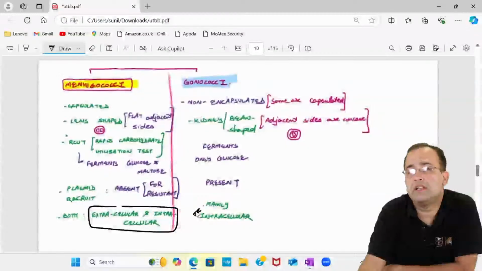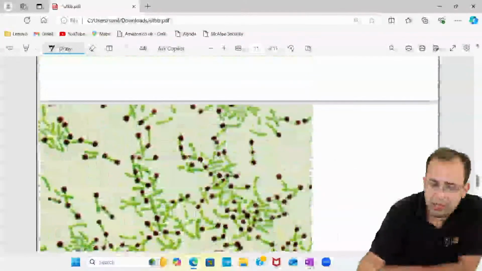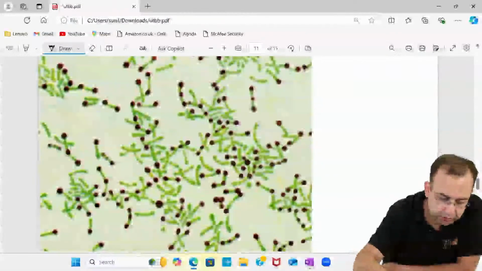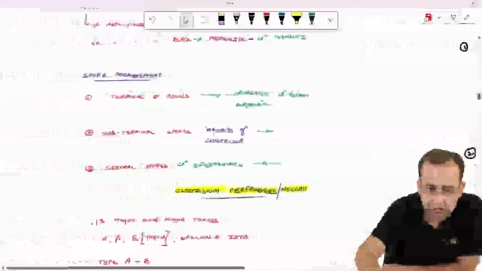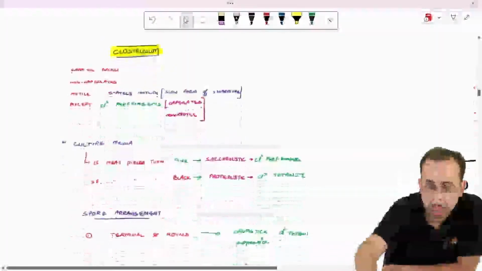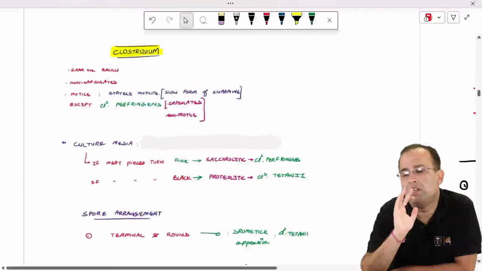And this gets us to an extremely important topic, that is Corynebacterium diphtheriae. But before we start with Corynebacterium diphtheriae, let us have a look at Clostridium species.